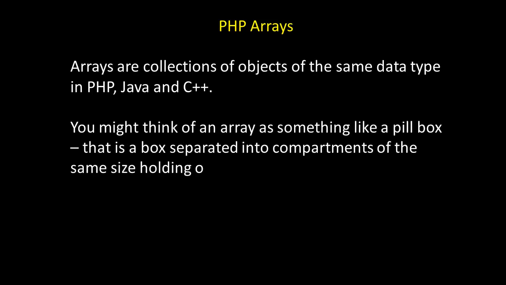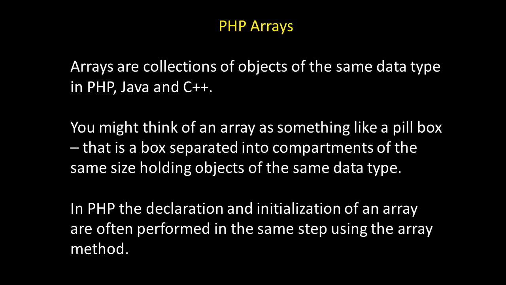Arrays are collections of objects of the same data type in PHP, Java, and C++. You might think of an array as something like a pillbox. That is, a box separated into compartments of the same size, holding objects of the same data type. In PHP, the declaration and initialization of an array are often performed in the same step using the array method.